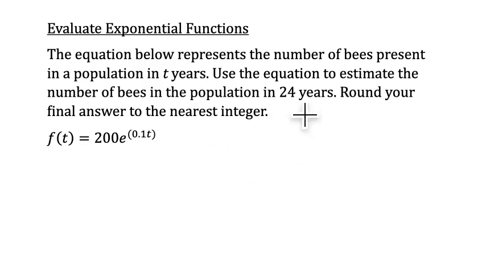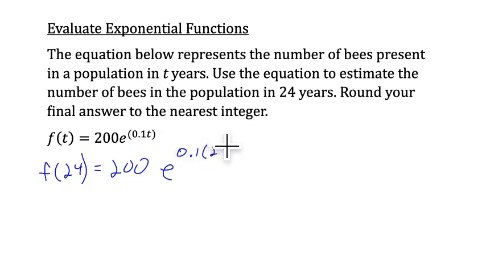All right, so we just need to substitute 24 for t. So we have f of 24, because 24 is the input, equals 200 times e to the 0.1 times 24 power. All right, now there's no math to do on the left side here, so we just need to work out everything on the right. And e is a number. It's about equal to 2.7, but our scientific calculator will have a button for e, so we'll go ahead and use that.